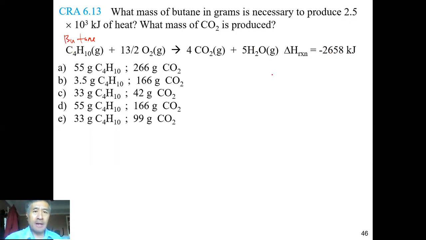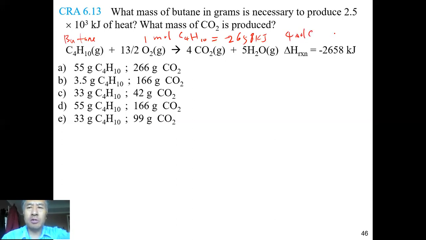So what do we do? We use this equation as written and write up two equations. One equation we can write is one mole of C4H10, which is butane, equals negative 2658 kilojoules. The other equation will be, well, we are asking for the CO2, so we can write 4 moles of CO2 equals negative 2658 kJ.